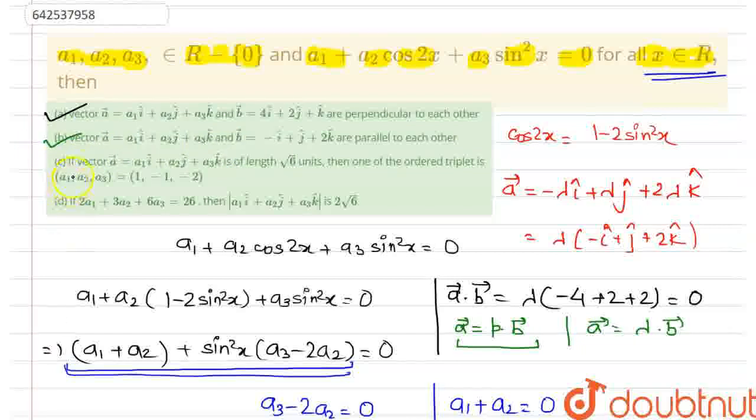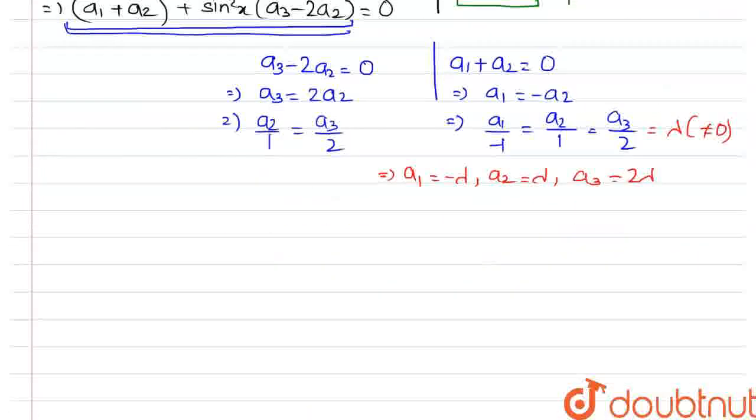Now we'll proceed with option number C, which says that if vector A given by this is of length root 6 units, then one of the ordered triplets is this. So let us find out the length of vector A. Vector A is given as A1 i cap plus A2 j cap plus A3 k cap.